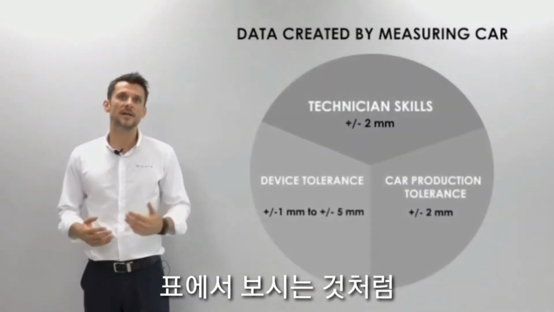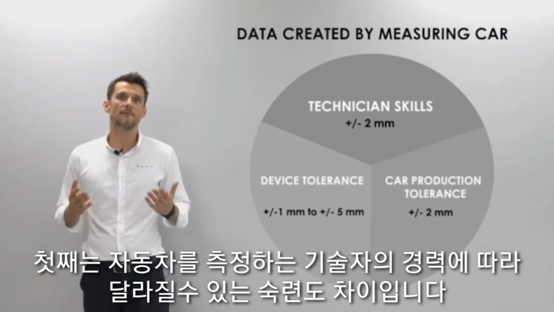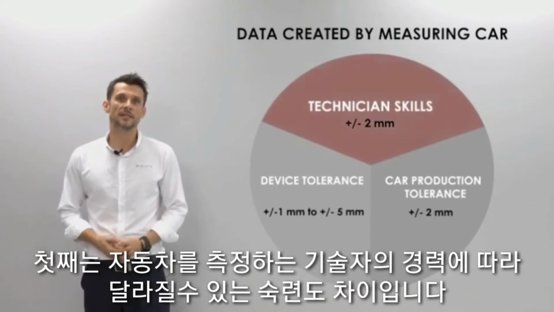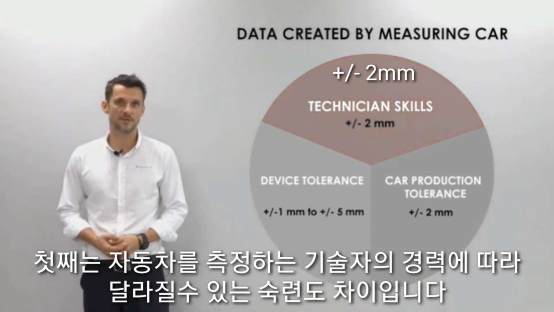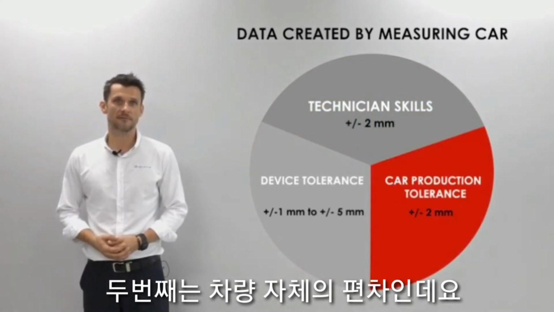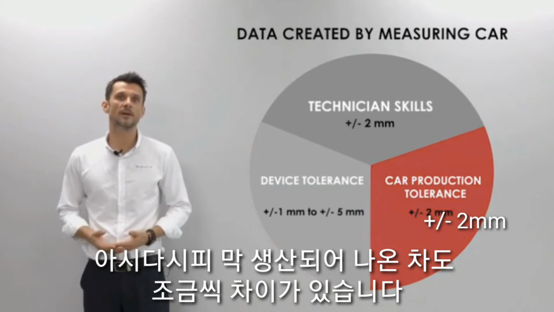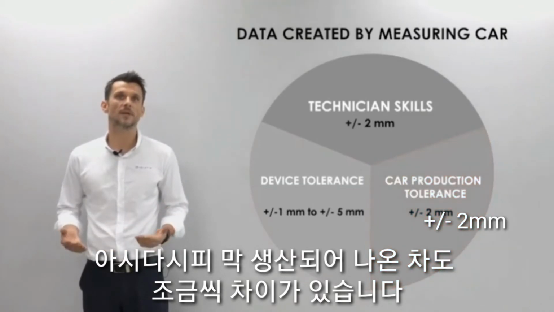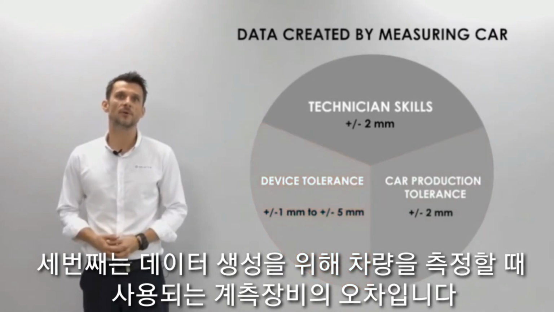As you can see on this diagram, there are three factors that can affect the tolerance. First are the skills of a technician that is measuring the car, which can differ from technician to technician based on his experience. Second, there is some deviation on the car itself. As we know, all the cars are a bit different, even right away from the production line. Third, it is the tolerance of the device that is used for creating the data by measuring the car.